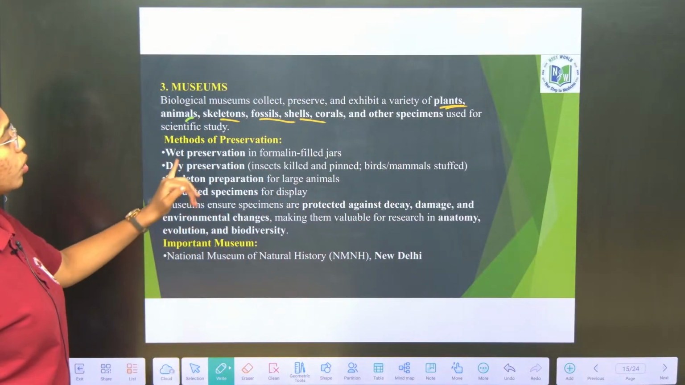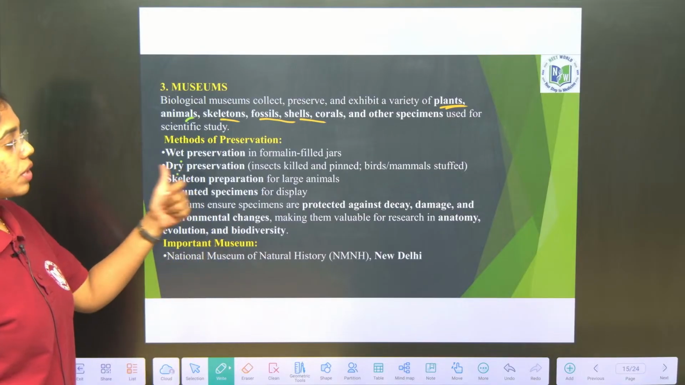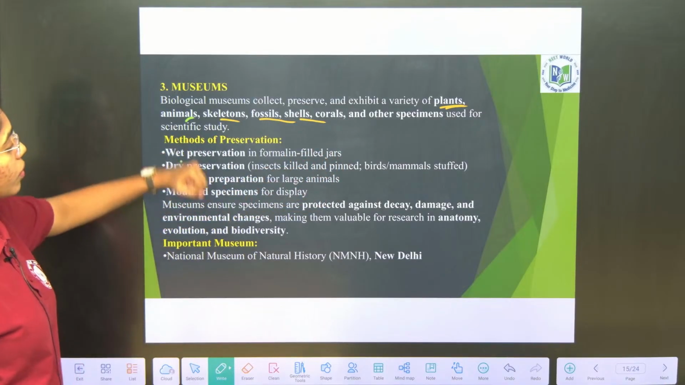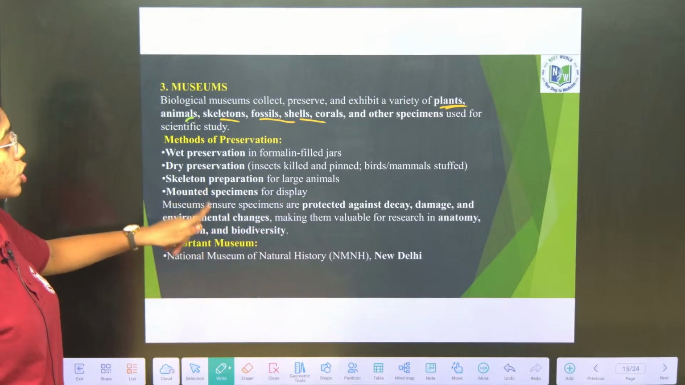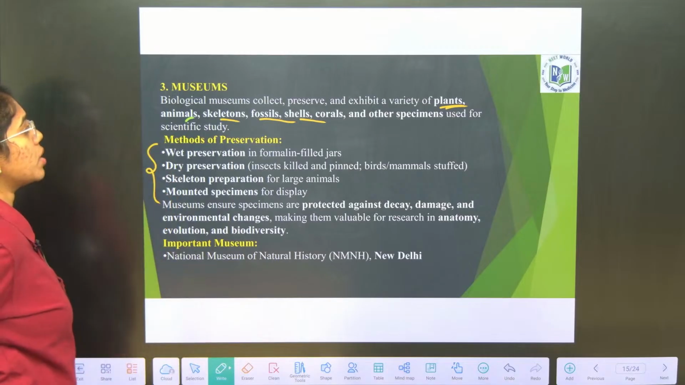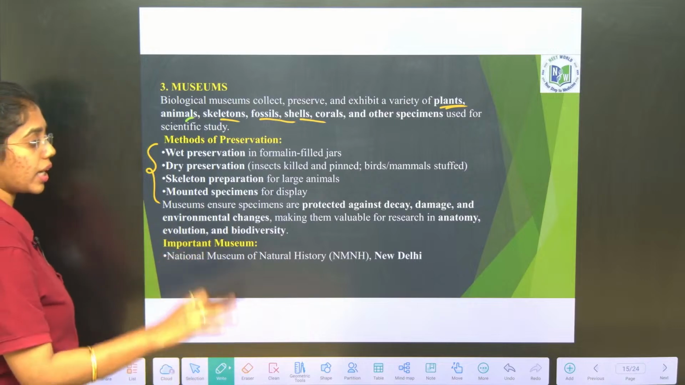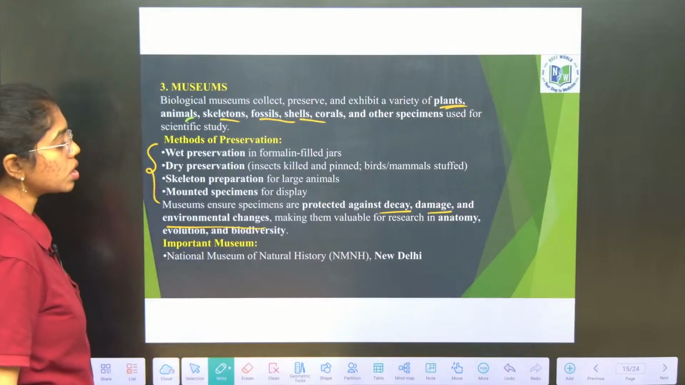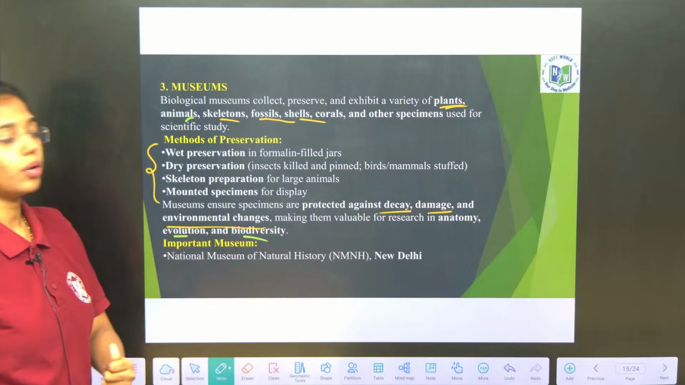The methods include wet preservation, that is, in formalin jars; dry preservation for insects, birds, mammals, which are stuffed; skeleton preparations for large animals, especially human beings; and mounted specimens for display. These are a few methods of preservation, and museums will ensure specimens are protected against what? Decay, damage and environmental changes, making them valuable for research, evolution and biodiversity.